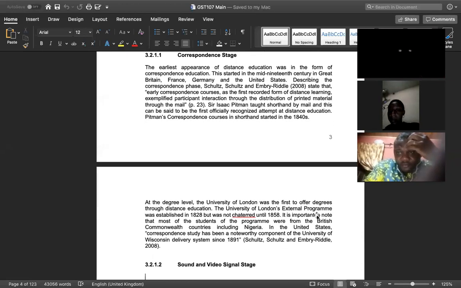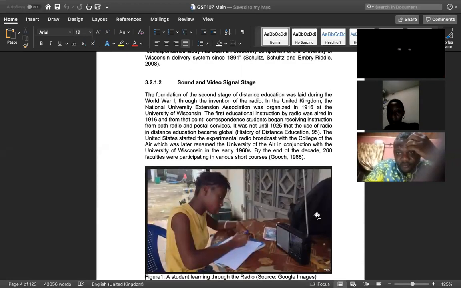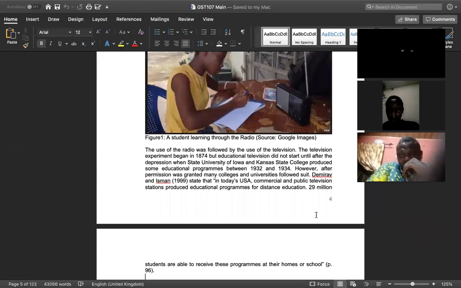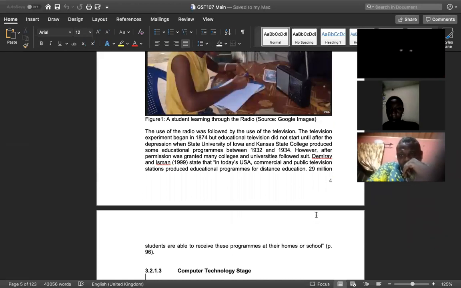Now, after this stage, we came into the sound and video signal stage, which started as a result of the invention of the radio during World War I. So when the radio came into existence, distance education also started making use of the radio. So we have the University of the Air. And immediately television came in. Again, television also became the means through which distance education was mediated.